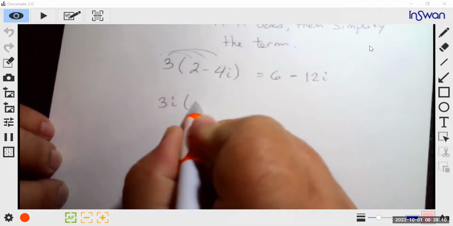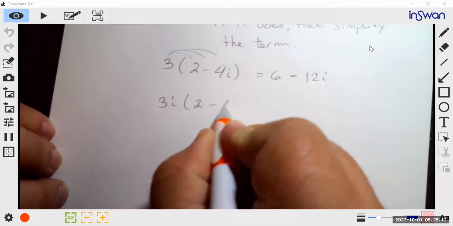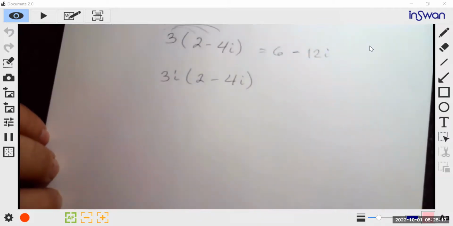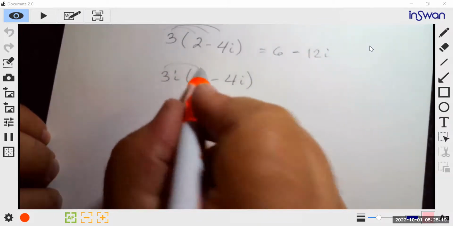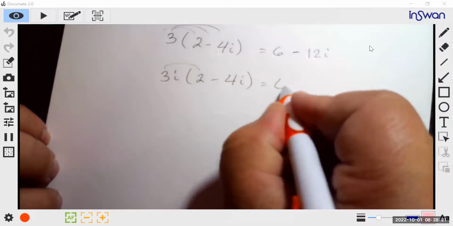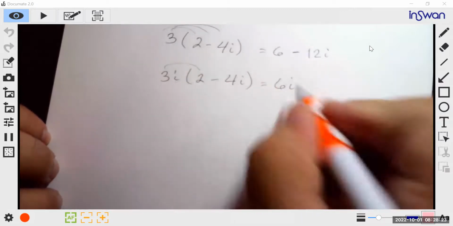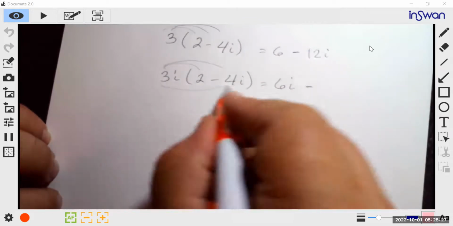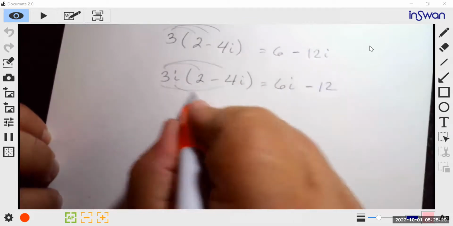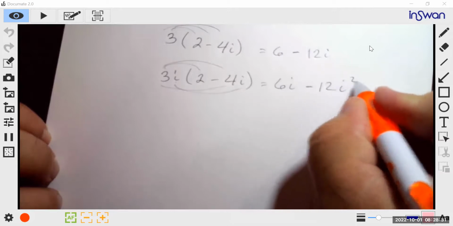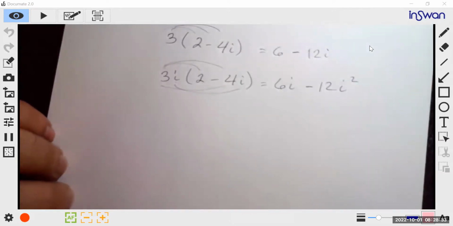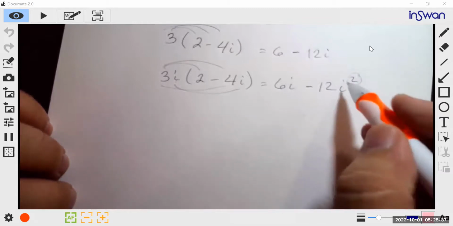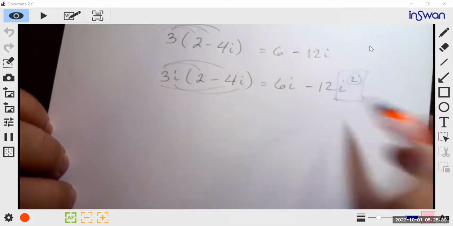But what if 3 had an I next to it? So we have positive is positive. 3 times 2 is 6i. Positive times negative is a negative. 3 times 4 is 12. I times I is I squared. You cannot have an exponent. So what do we do with this number?